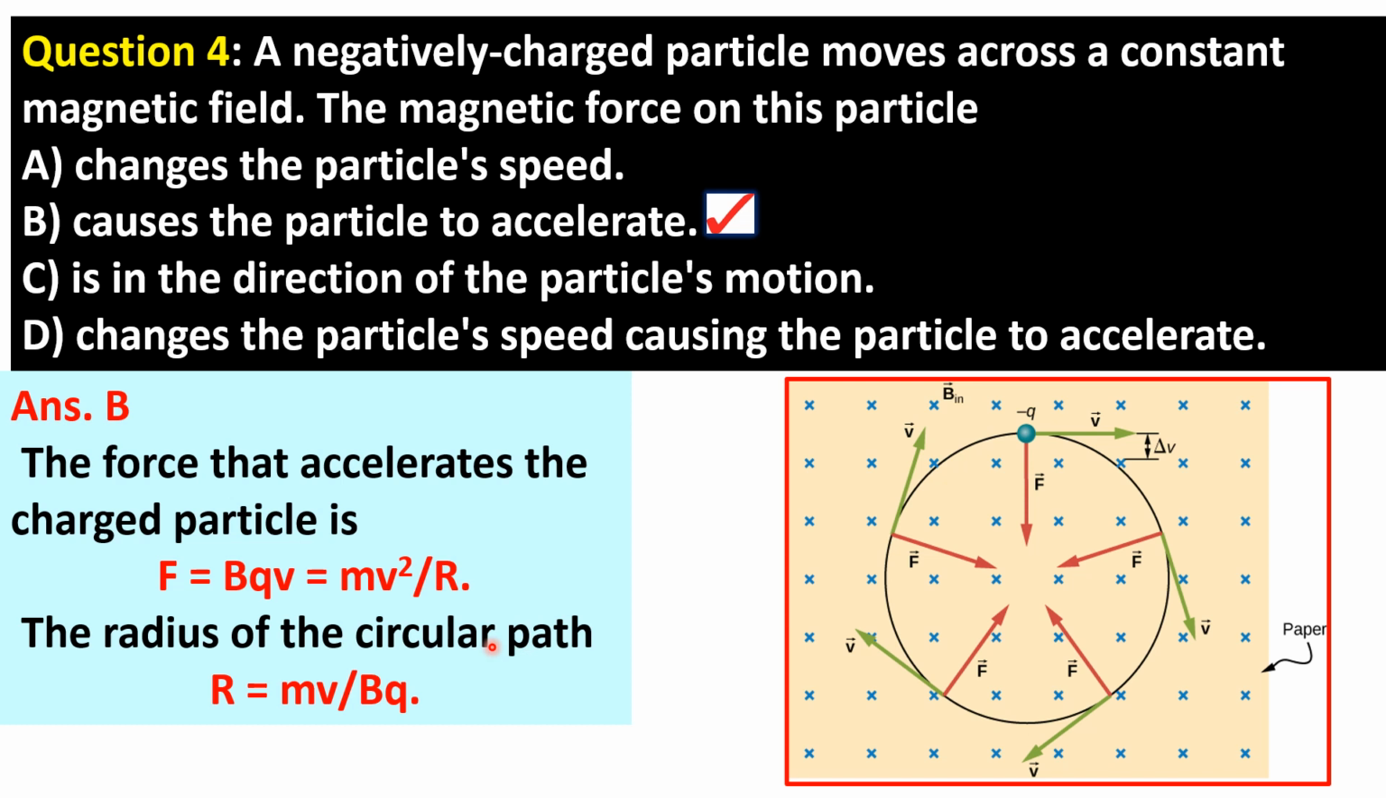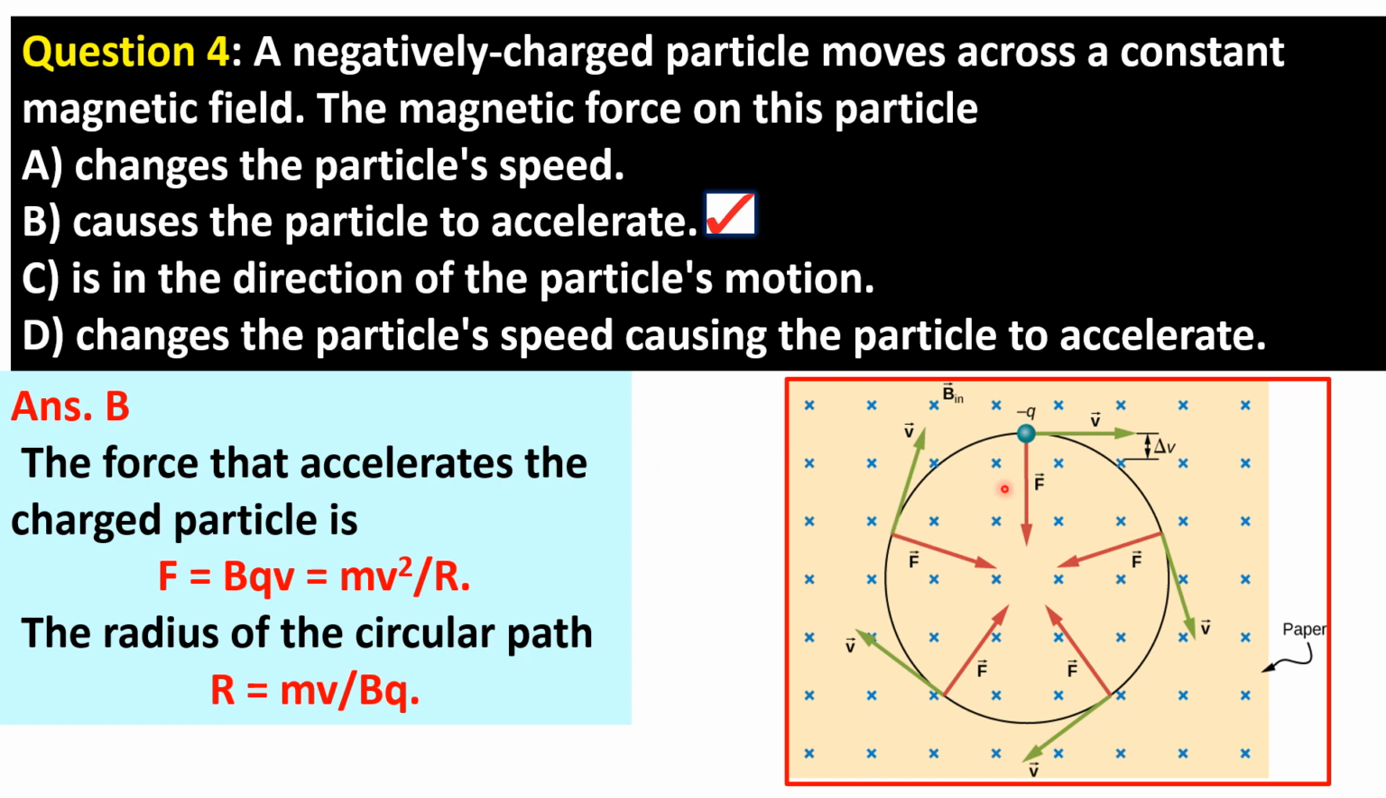In case you are going to calculate for the radius, then you just isolate R, and the equation simply becomes R equals mv divided by bq. Alright, so going back to our explanation why the answer should be letter B.